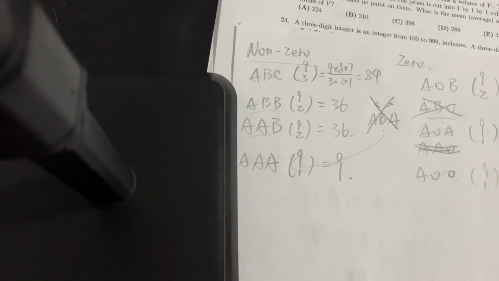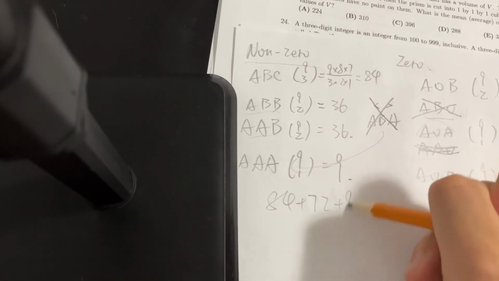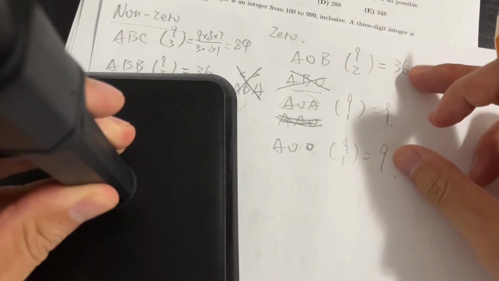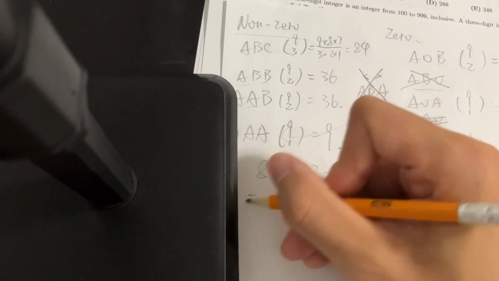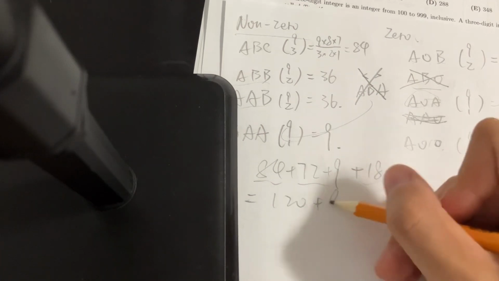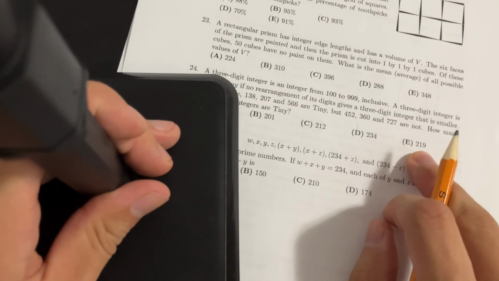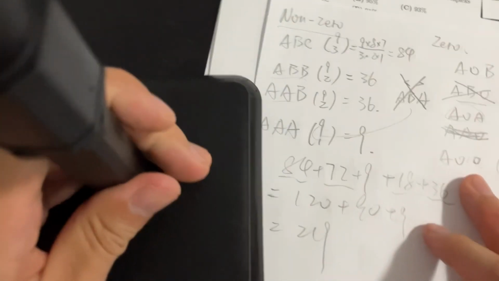So how many non-zero cases do we have here? 84 plus 72 plus 9. And how many zero cases do we have here? That is 18 and 36. Altogether, 120 and 99, that gives 219. Do you have this option? 219. Okay, we've got this one. So the answer is E. 219 different tiny 3-digit integers.